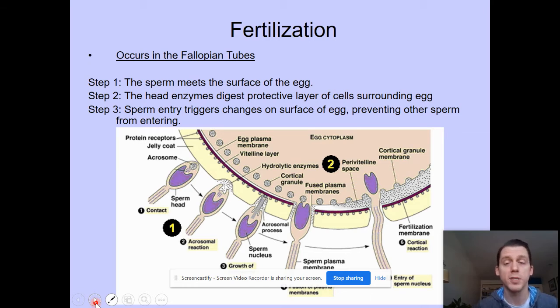So if a sperm does reach an egg cell in one of the two fallopian tubes, remember that is where fertilization will happen. The head, remember, contains that acrosome that has enzymes. The enzymes will digest the outer layers of the egg, and then the sperm will be able to enter.